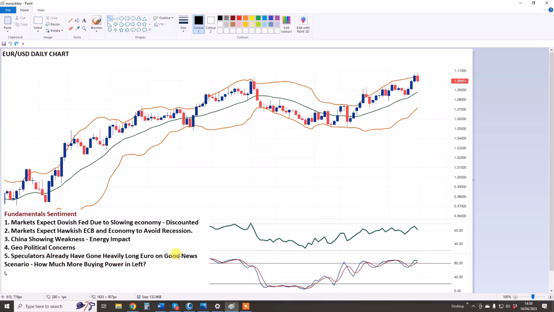Speculators have already gone heavily long of the euro on the good news. Sorry, how much more buying power is left? I don't think we have too much left. And I think Friday's candle could be showing signs of a reversal. So let's draw levels of entry, stop and target. Right, let's have a look at level of support.